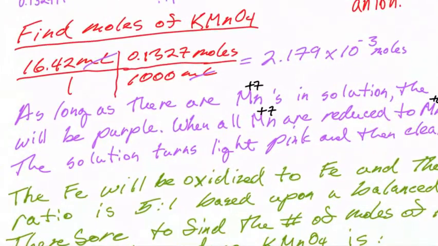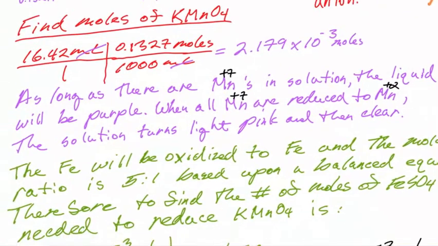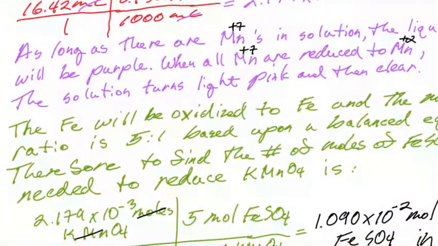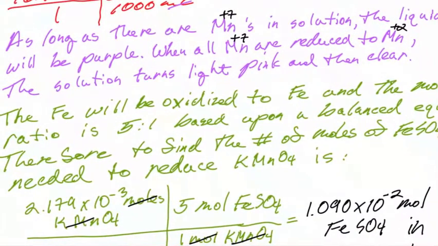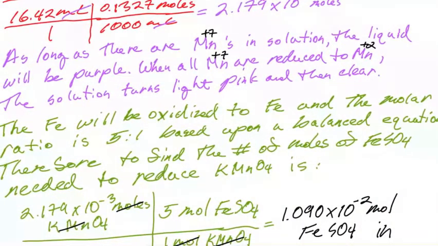So as I said, the manganese has a positive 7 oxidation number in solution when it's with the potassium and the oxygens. And when the liquid is purple, that tells us it's a +7. But when it's a +2, the solution turns to a light pink or even a clear-looking solution color. So that is when you know the electrons are transferred. And manganese here is going to gain those electrons because we go from a +7 to a +2. The iron is the one that's going to be oxidized, or the one that's going to be giving up electrons.